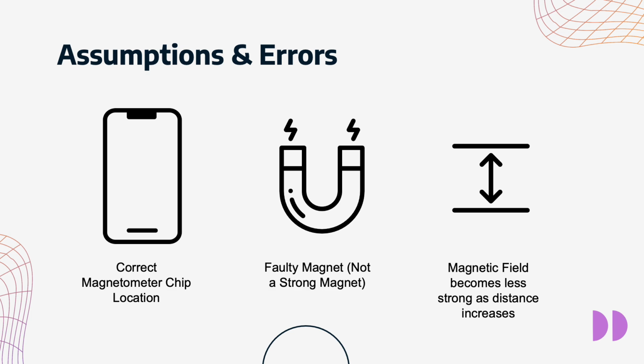And then we also assume that the magnetic field becomes less strong as distance increases, which isn't necessarily true. It could be in some cases, however, it isn't always true. And yeah, that's all for today.